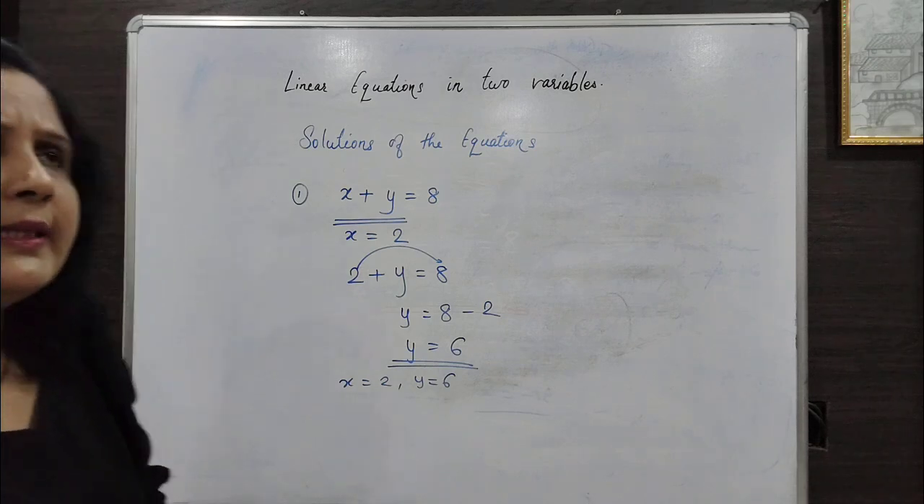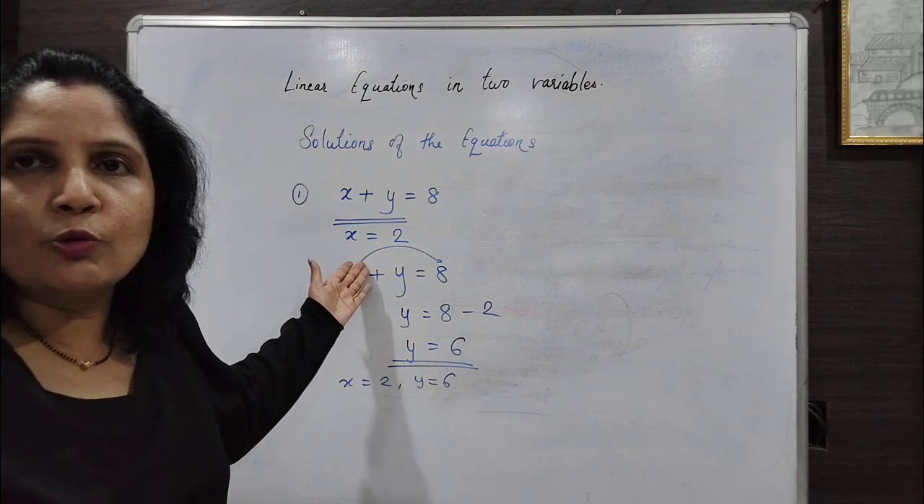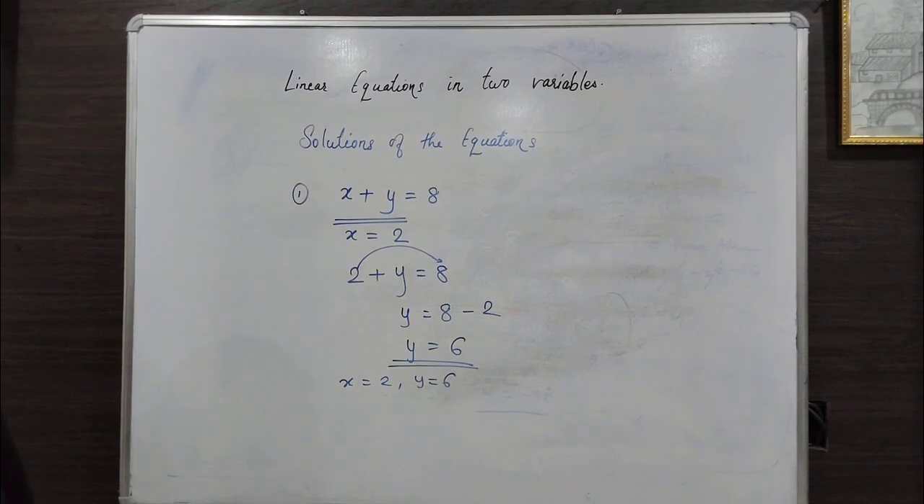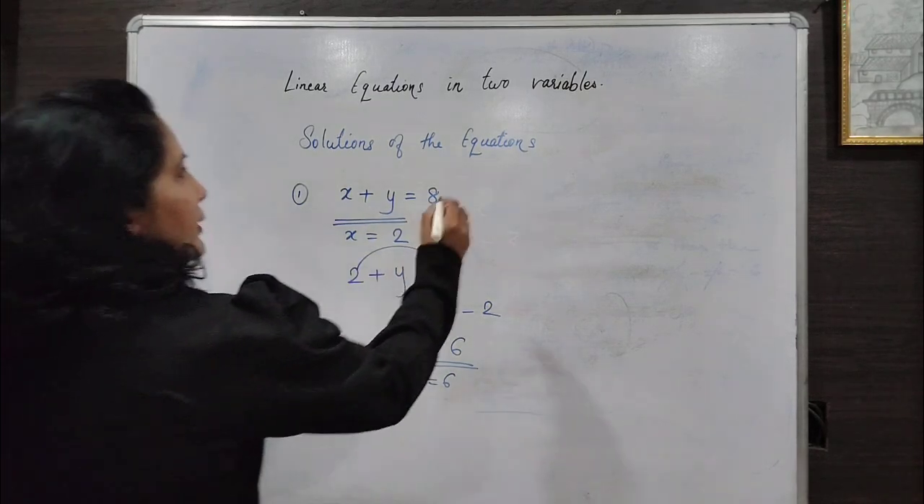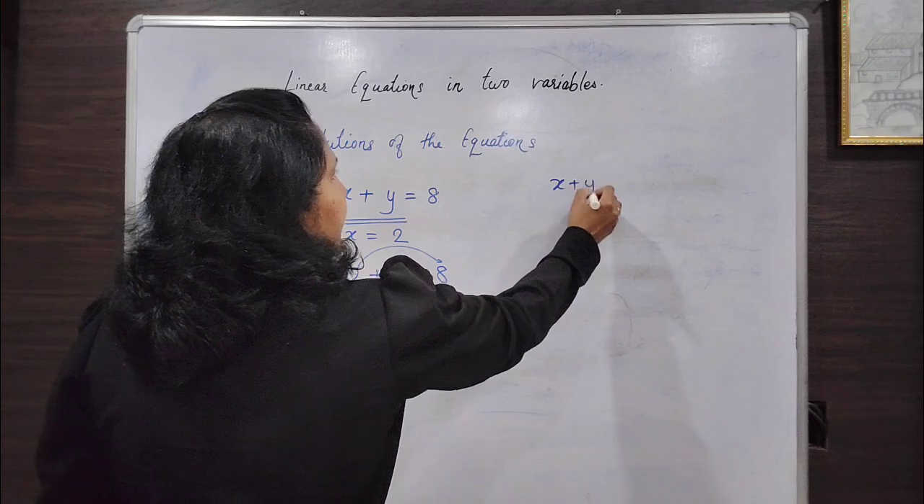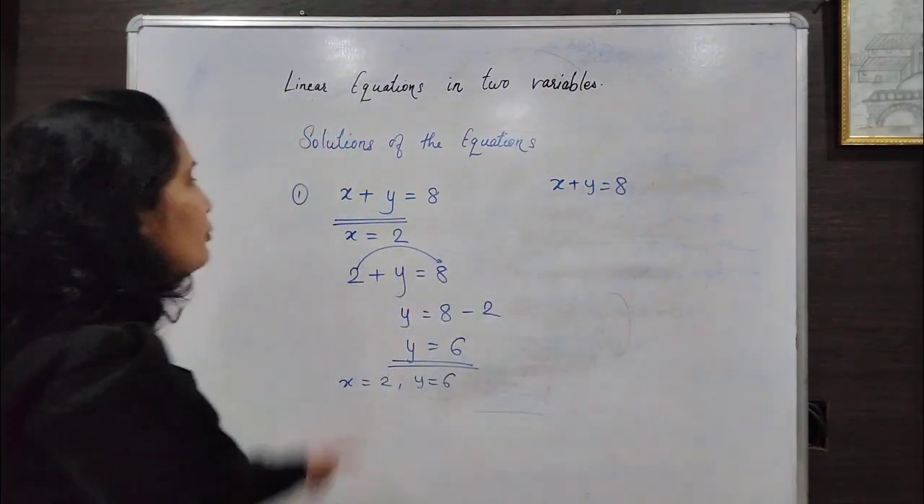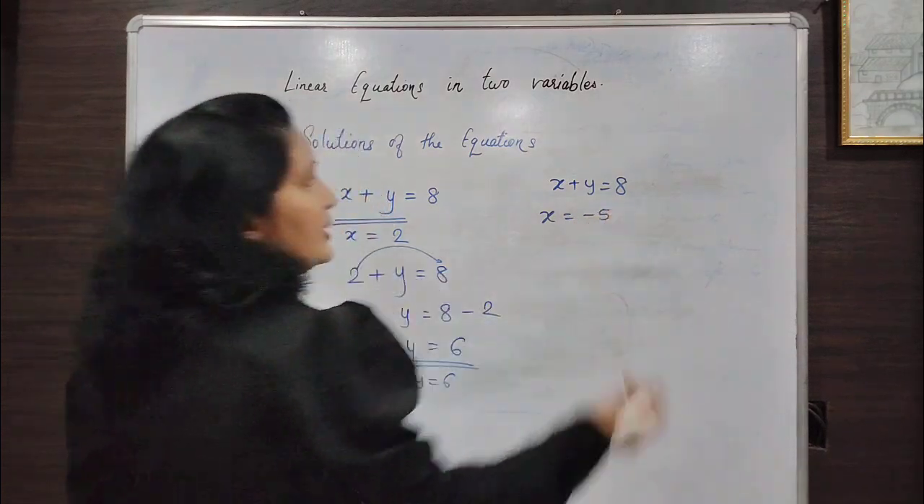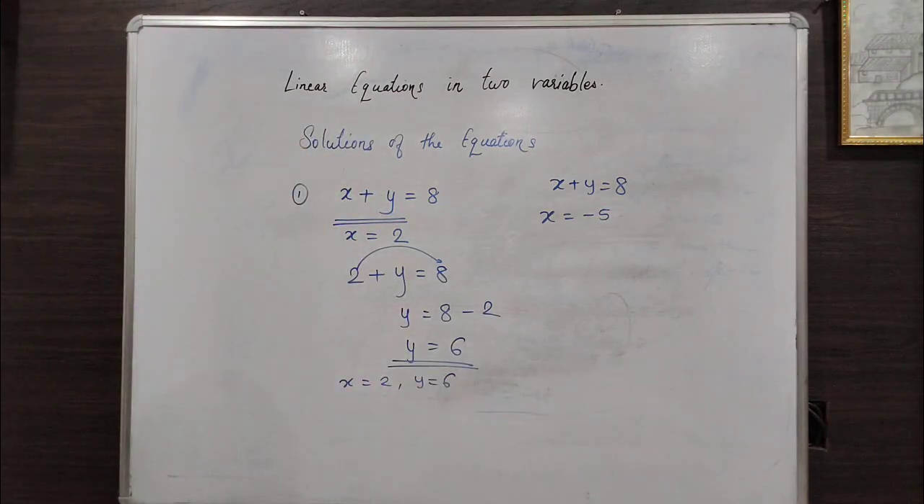Now it's not only that 2 can be the solution for x. As we change the value of x, the value of y will also change. For example, one more value for x I will take: x is equal to minus 5. So now I have taken a negative number.